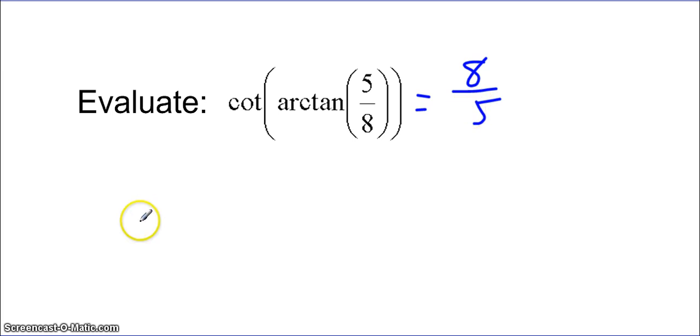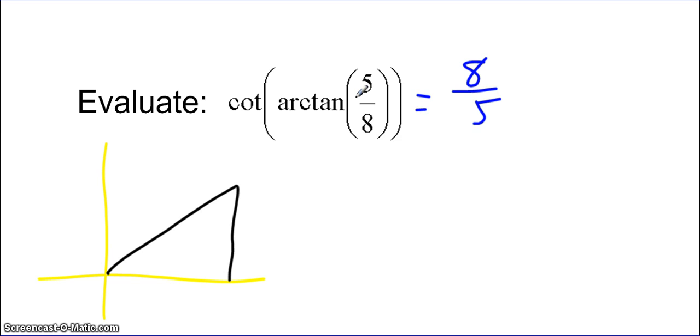If you're still confused on that, well, you can draw the triangle. So again, I know the triangle would be in the first quadrant because the arctangent is positive. If I label the sides, the opposite is going to be 5, the adjacent is going to be 8. So what is going to be the cotangent of this angle? It's going to be 8/5.